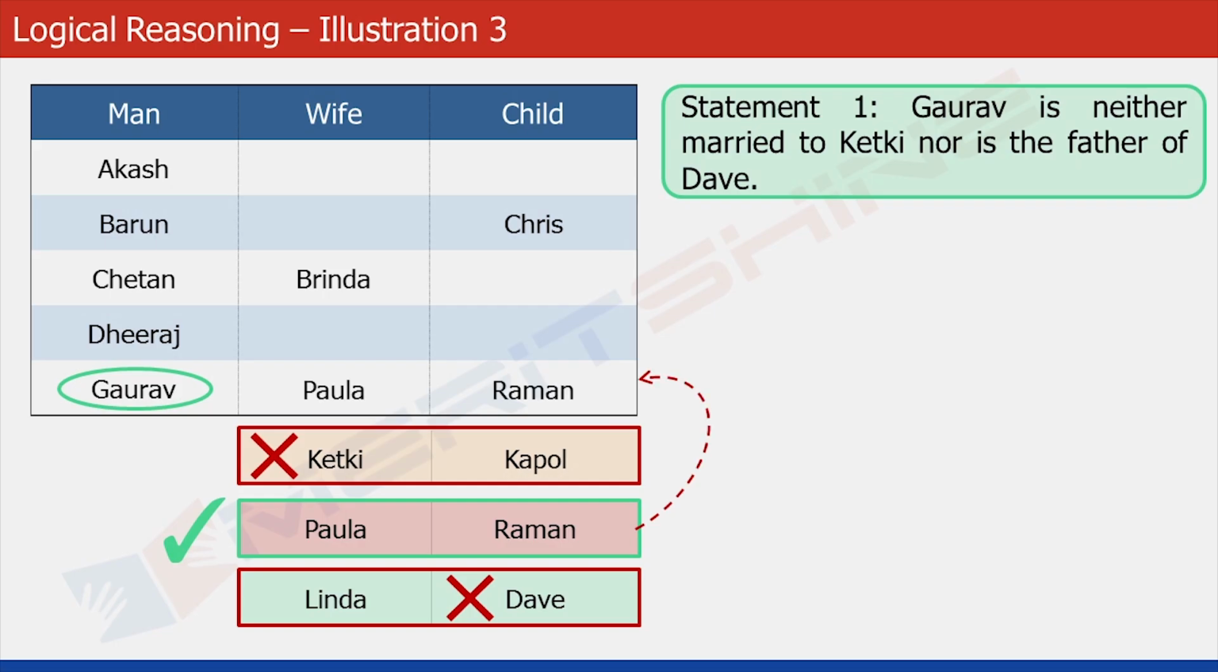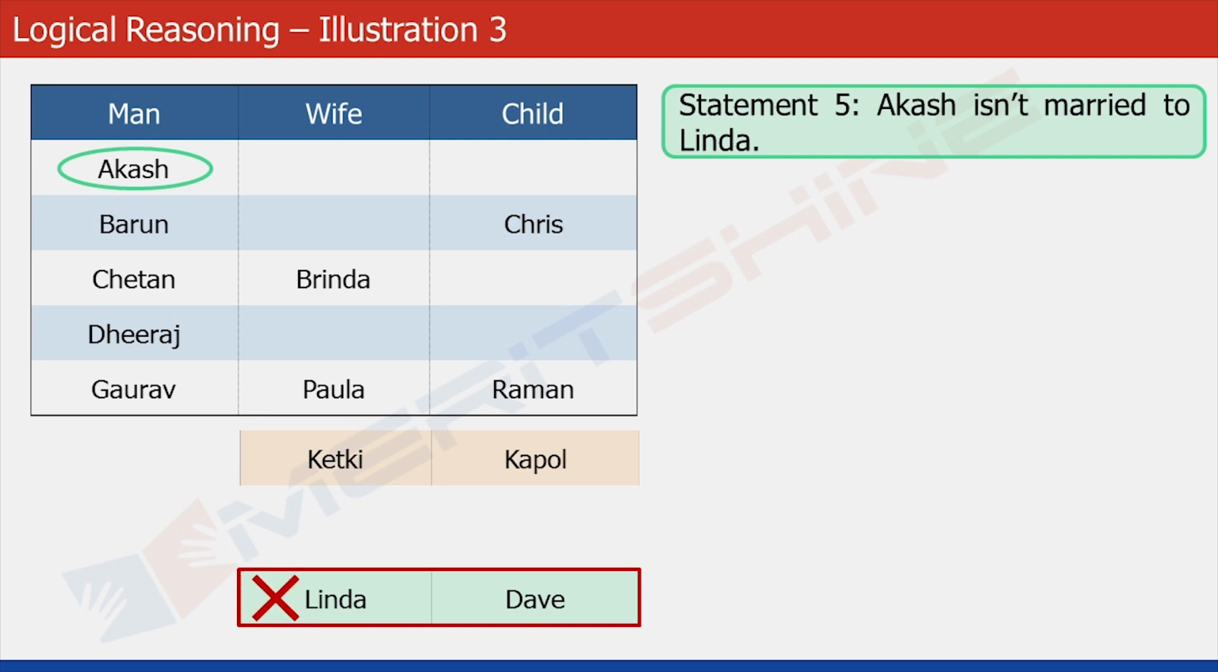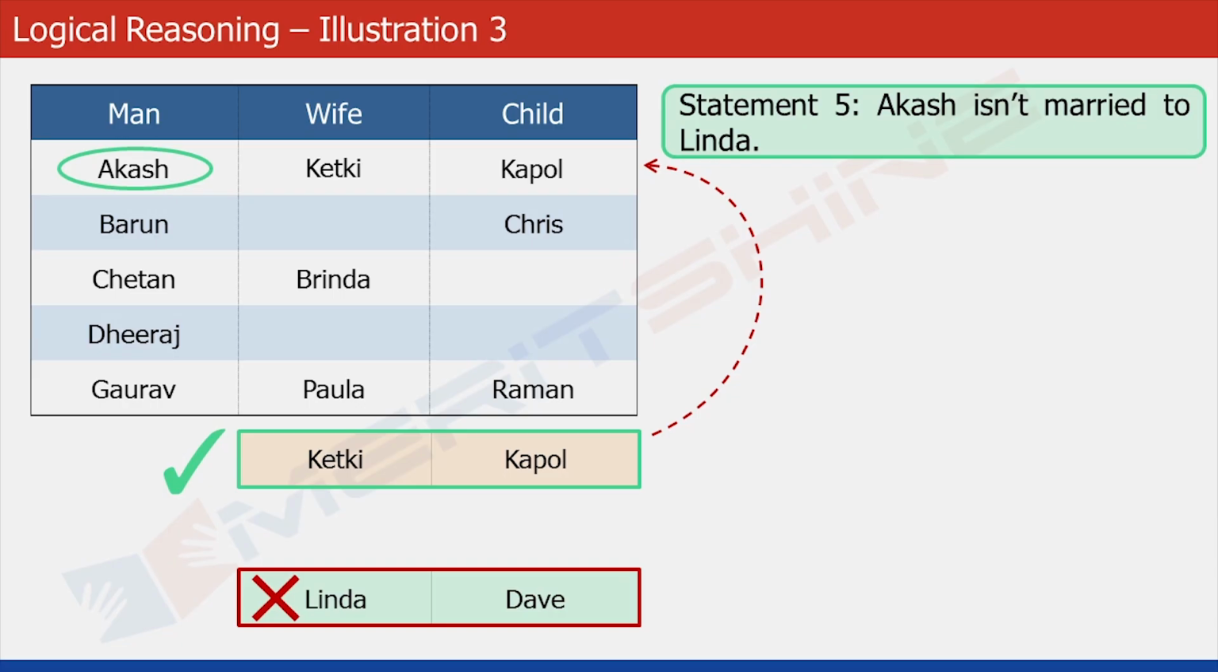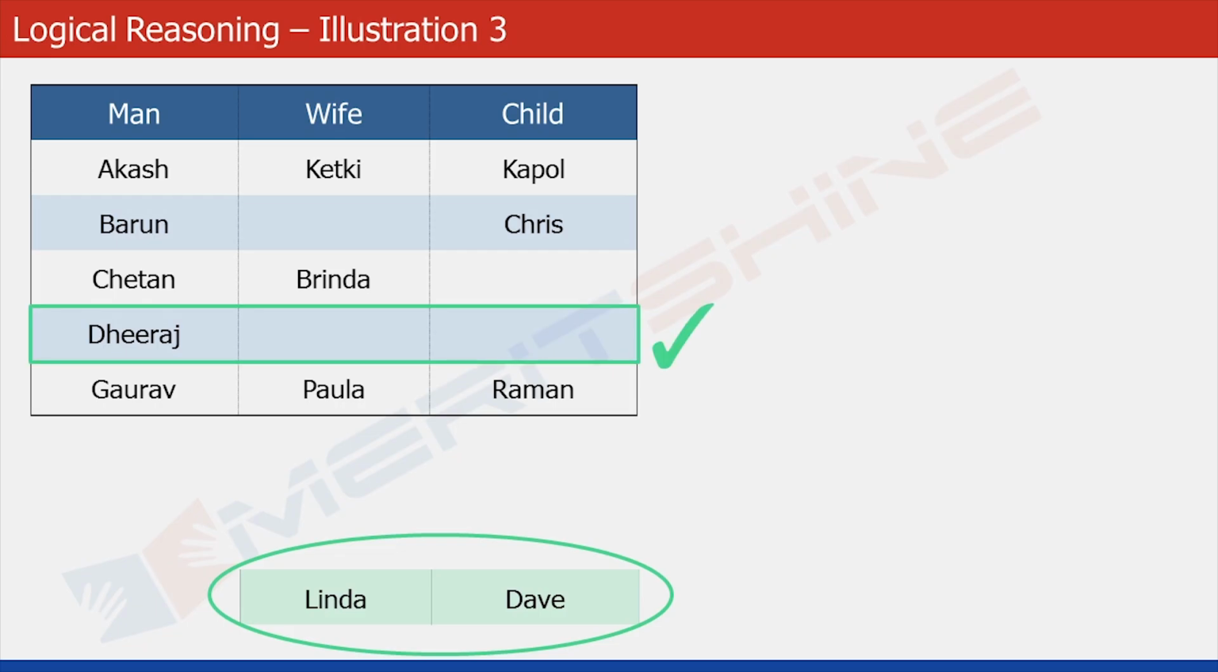Hence we are left with just one, that's the Paula Raman block to fit into the 2 cells next to Gaurav. Next we look at statement 5, which says that Akash is not married to Linda, which rules out the Linda Dave block for the 2 cells beside Akash. And the only possibility left in that case would be the Ketki Kapol block. So Akash is married to Ketki and is the father of Kapol. Now we can see that the only mother-child block left with us is Linda Dave, and the only person left with which it can fit is Dheeraj. So there is no other choice but to place it beside Dheeraj's name.